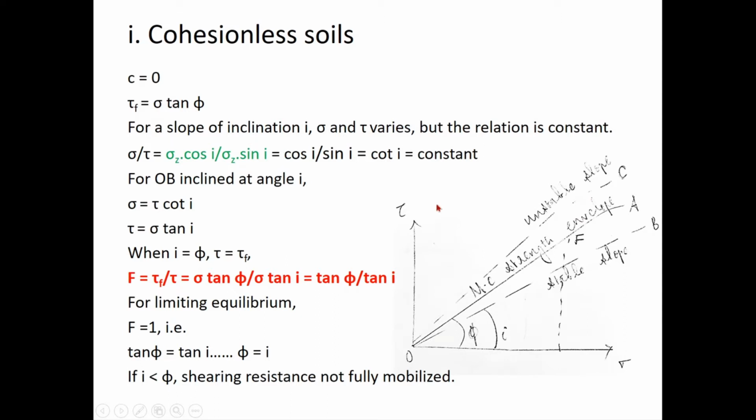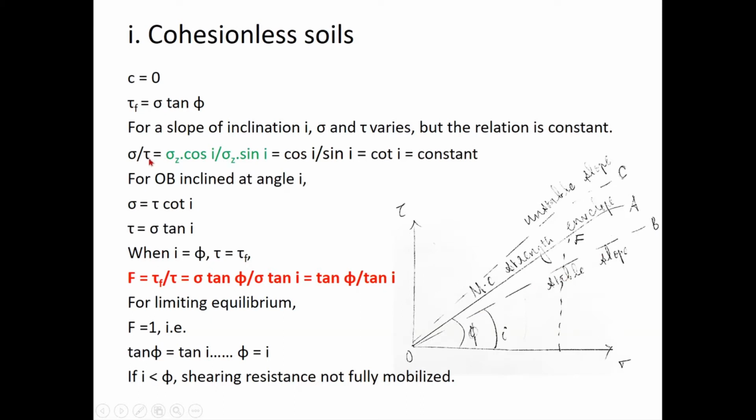Right, so if the slope is inclined at an angle I, you can see it is represented by line OB. A slope inclined at an angle I, this line OB represents a system of stresses on a soil element in that slope. So that also has a combination of sigma and tau at various points like this. Consider a stable slope inclined at an angle I, which has a system of stresses represented by sigma and tau along this line OB.